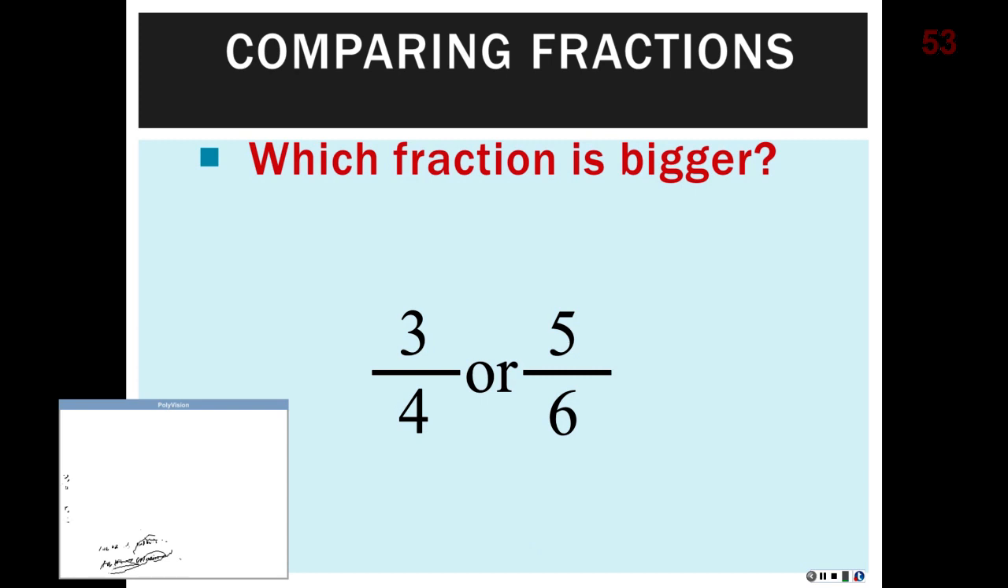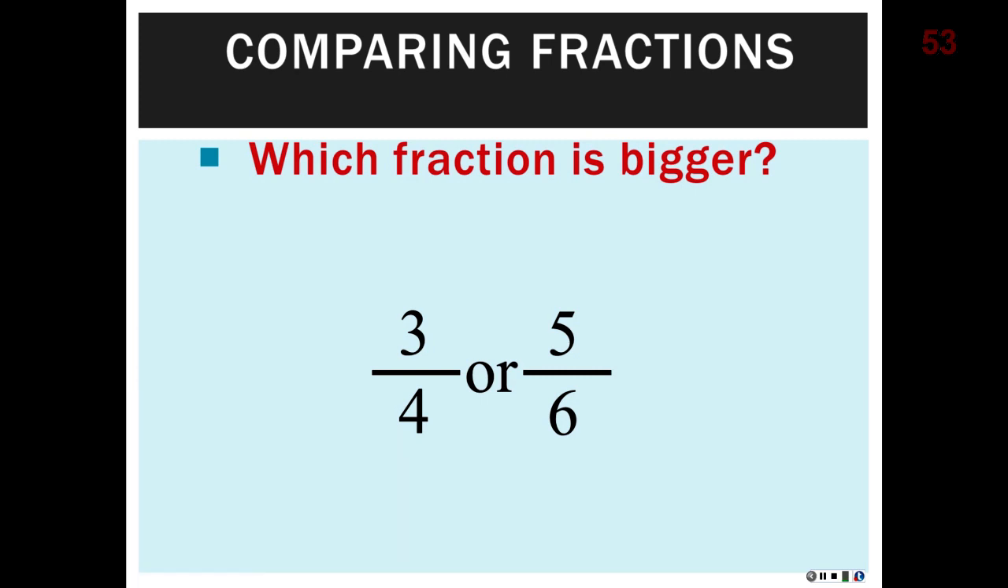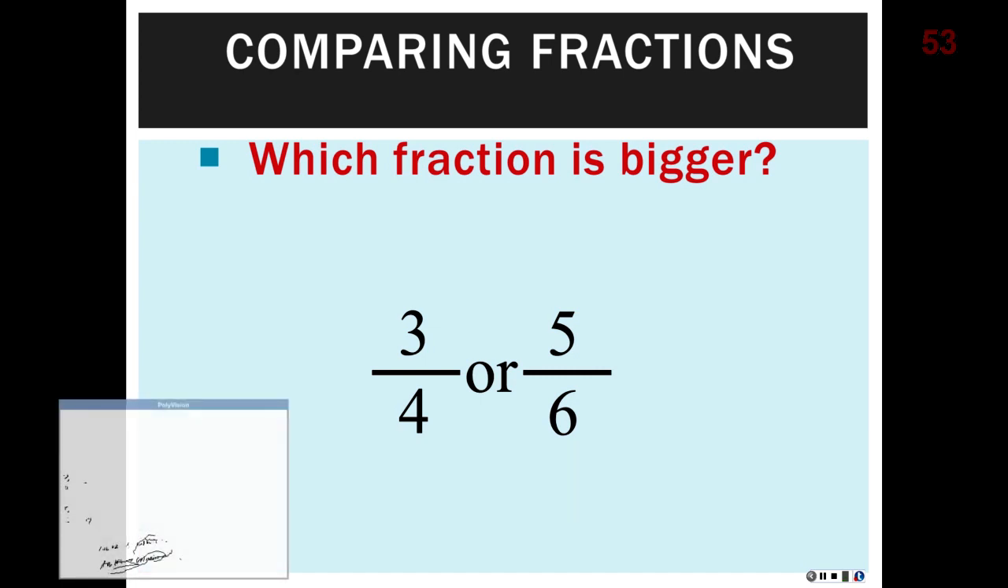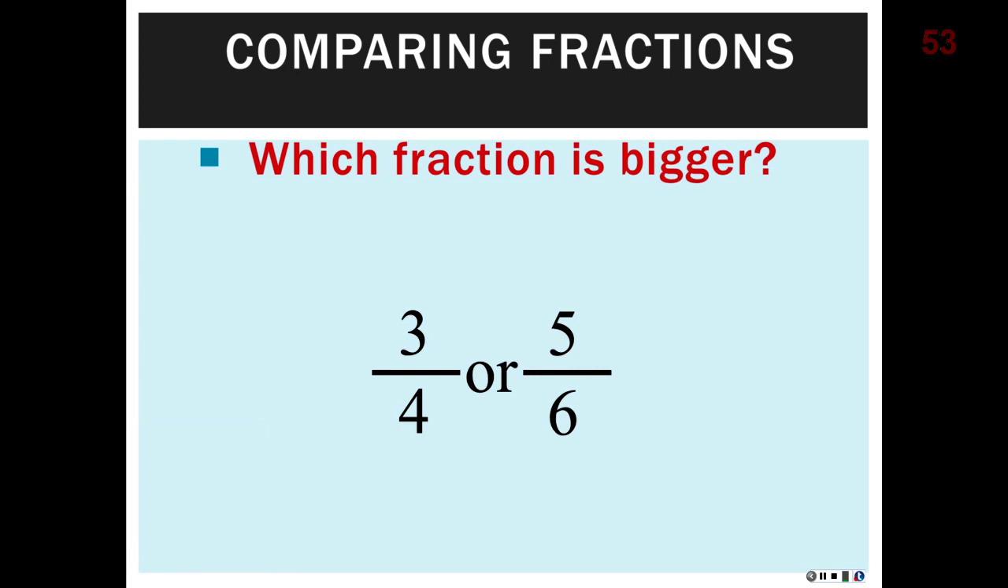Okay, what's a denominator that those two numbers have in common? What would be the LCM for 6 and 4? 12. Twelve is the least common multiple. So when I make these equivalent, the first one would be equivalent to 9/12, and the second one is equivalent to 10/12. So which is bigger?